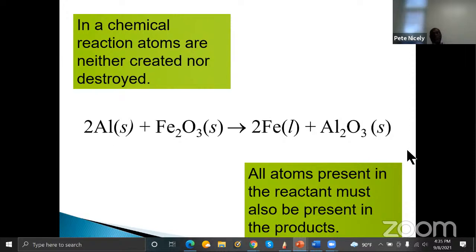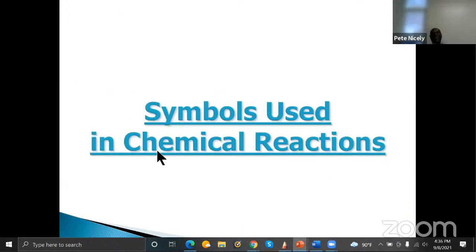You have 2 aluminum atoms here, 2 aluminum atoms here. So the aluminums are balanced. No atom of aluminum is created nor destroyed. And the same is true for the iron. You have 2 iron atoms here, 2 iron atoms here. And also you have 3 oxygen atoms here, 3 oxygen atoms here, all right? So that's basically what is happening in every single chemical reaction. And later on, we're going to learn about how to go about balancing these equations.